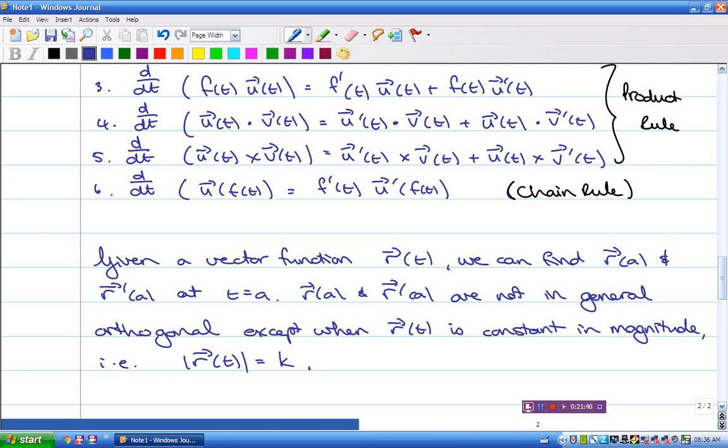Question? For rule number 6, do we ever have a thing where it's a vector in a vector? No, you wouldn't have a vector of a vector. Certainly not in the context of what we're doing in this course. So that's rule number 6. It will be a vector of a scalar function.